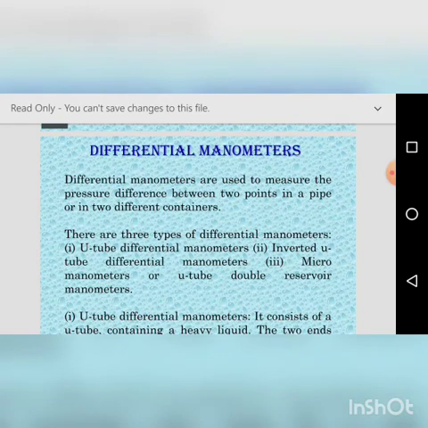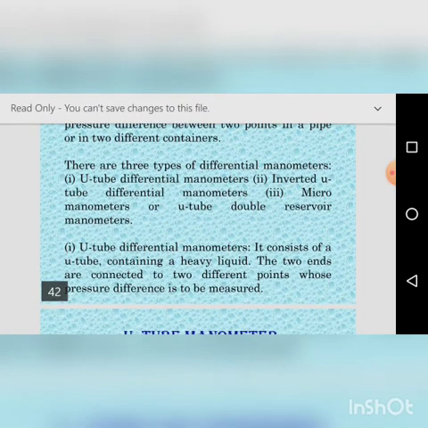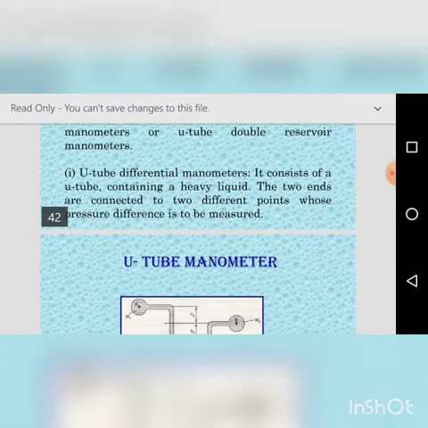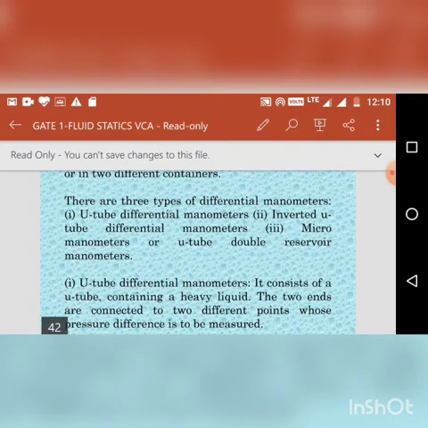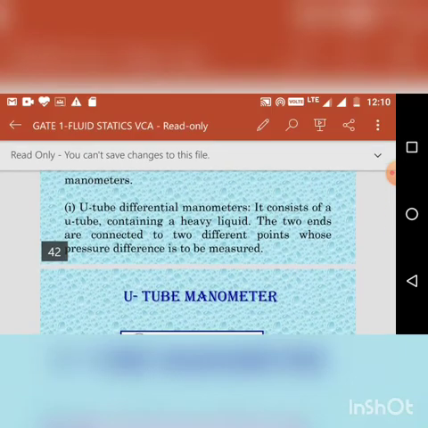Differential manometers are used to measure the pressure difference between 2 points in a pipe or in two different containers. There are three types of differential manometers: U-tube differential manometer, inverted U-tube differential manometer, and micromanometers or U-tube double reservoir manometer. Okay. First we will see about the U-tube manometer.